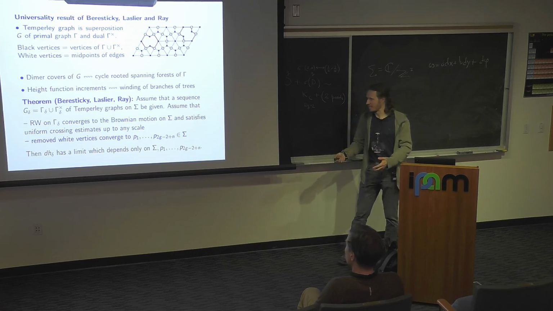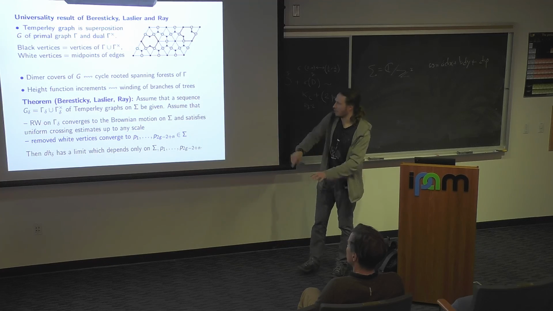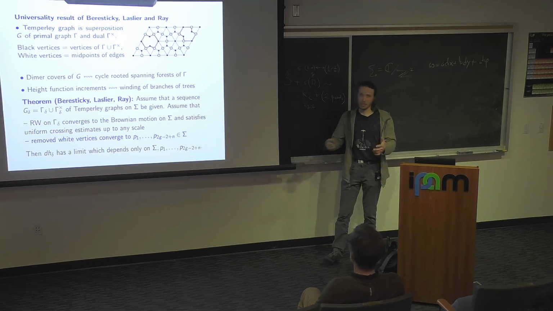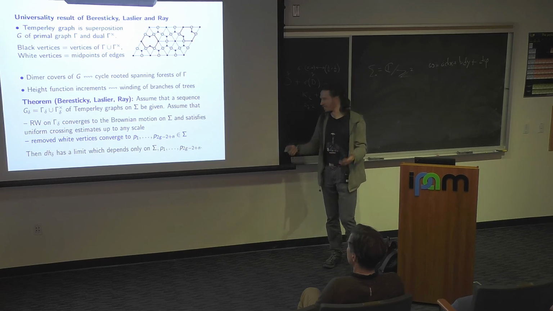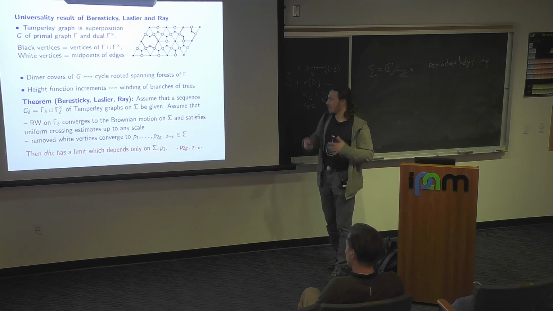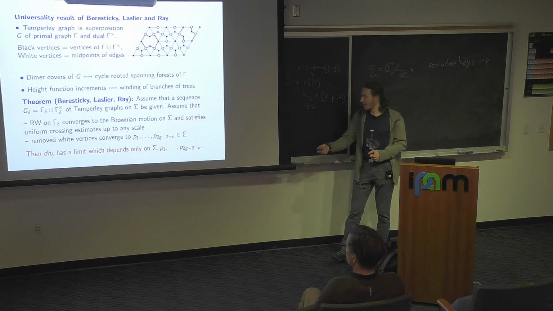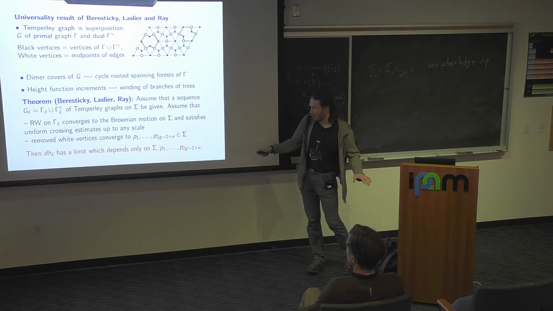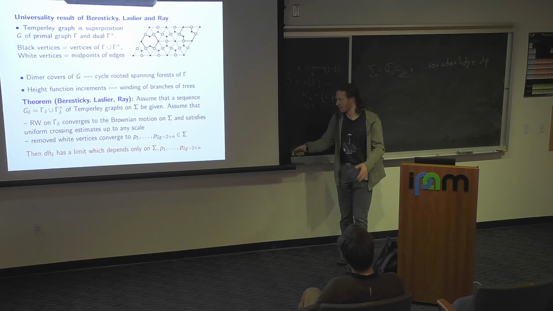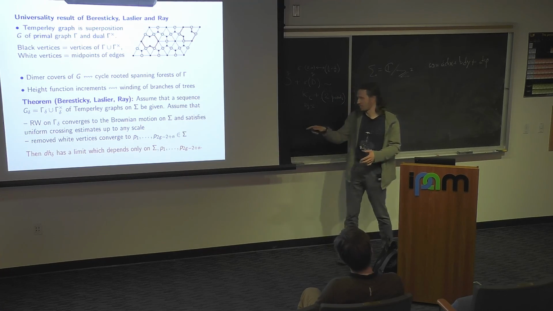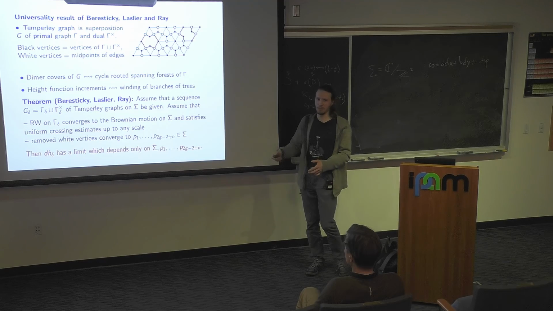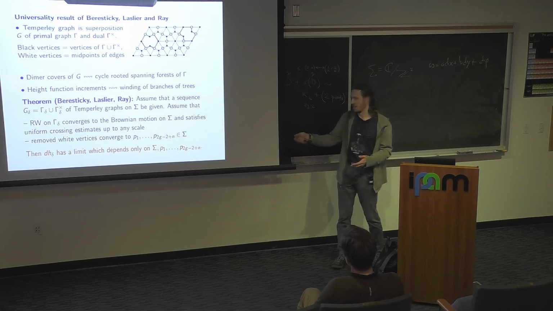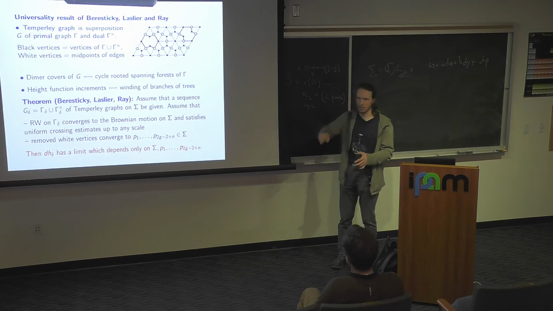And they also assume that these removed white vertices converge to certain marked points on our surface. And then using soft probabilistic techniques, they are able to prove that in this case, our height fluctuations converge and have a certain limit which doesn't depend on the sequence of graphs, but depends only on the conformal structure of the marked surface. So it depends on the conformal structure on sigma and on how these marked points are situated on it.